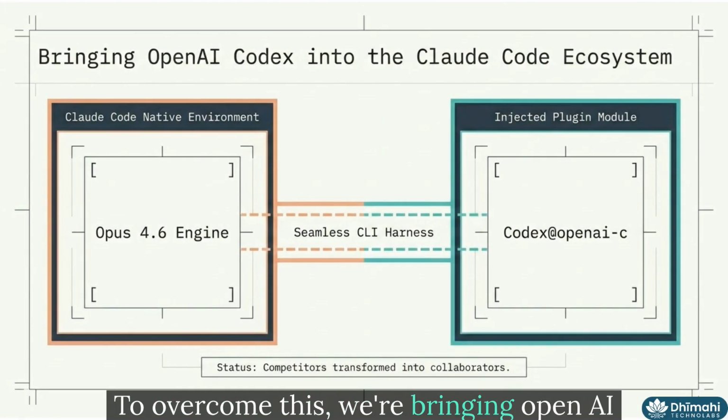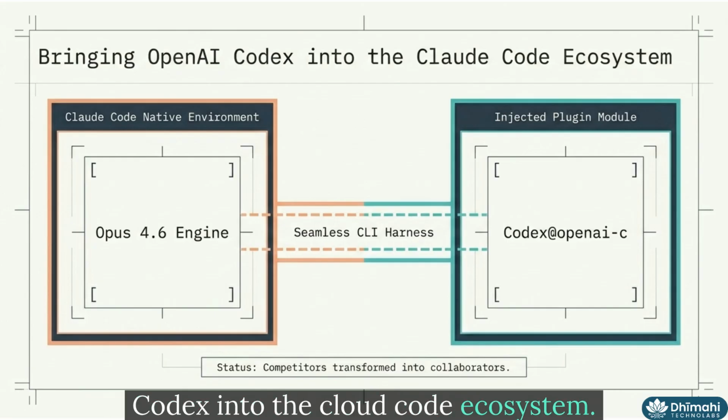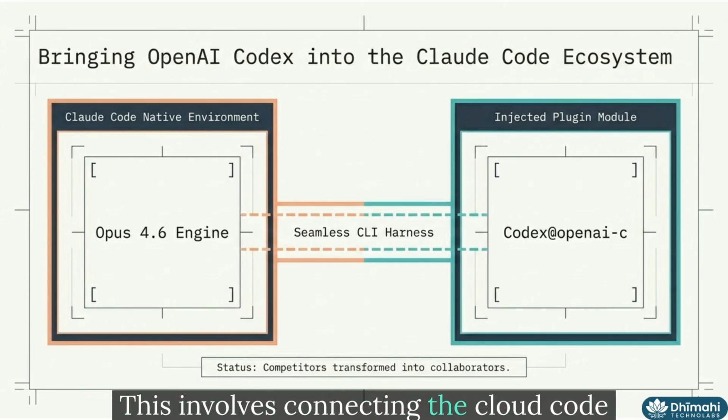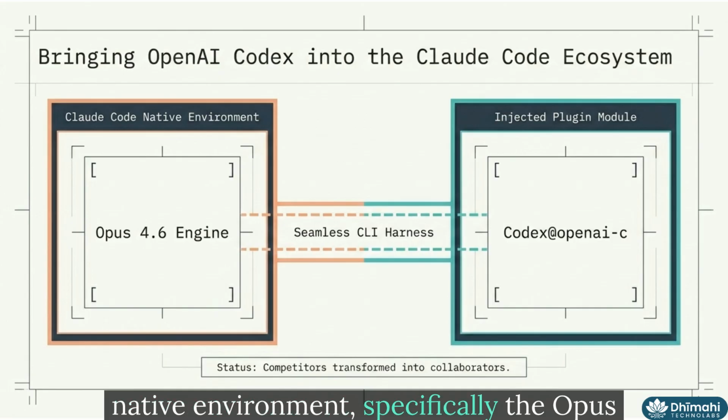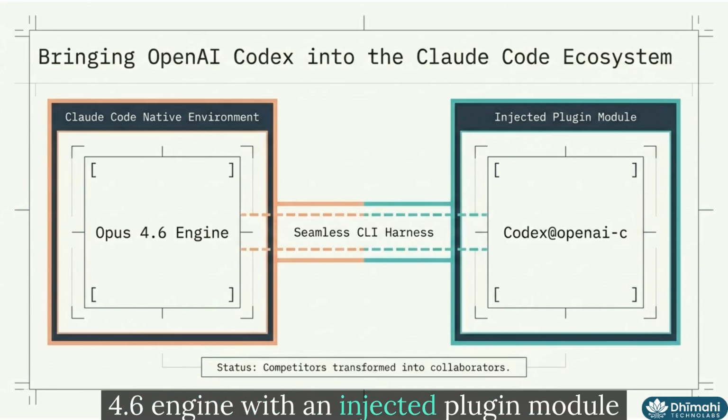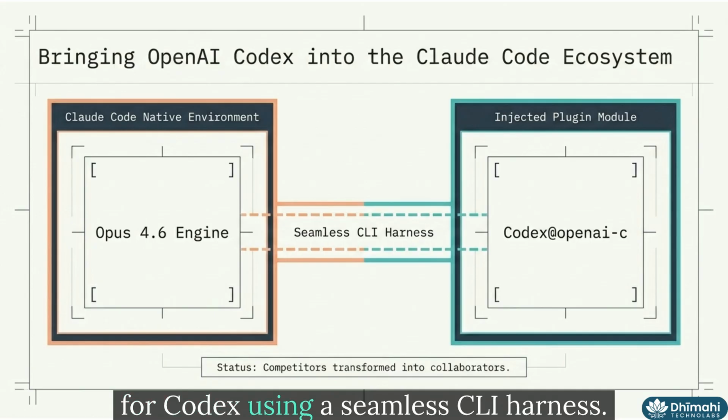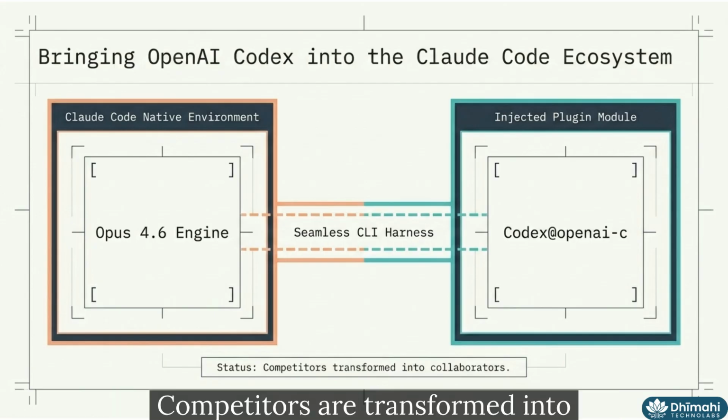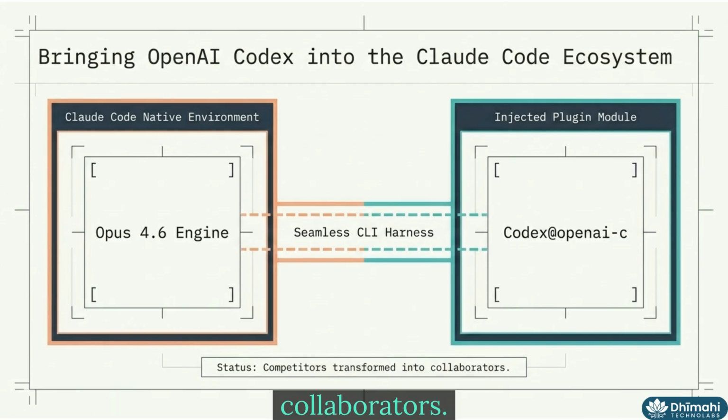To overcome this, we're bringing OpenAI Codex into the Claude Code ecosystem. This involves connecting the Claude Code native environment, specifically the Opus 4.6 engine, with an injected plugin module for Codex using a seamless CLI harness. Competitors are transformed into collaborators.